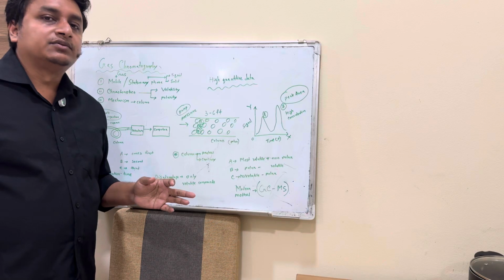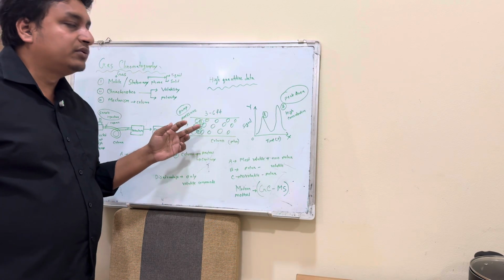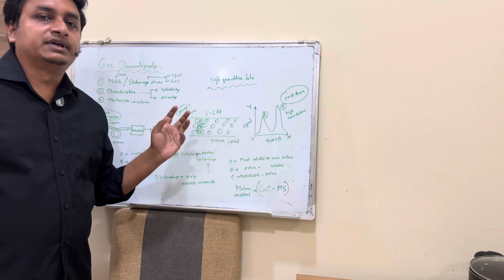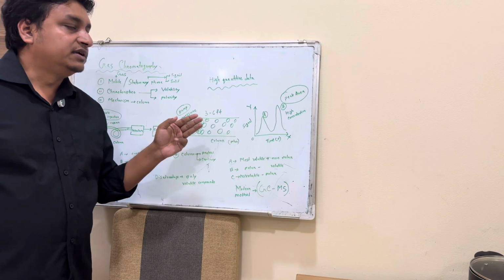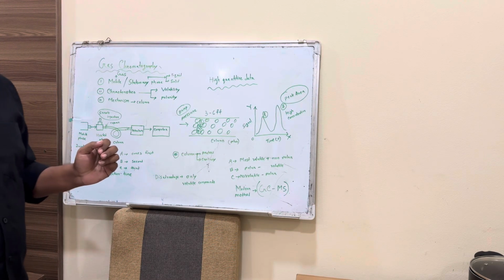One thing I also forgot: as these compounds go through the column, there needs to be a pressure, which is provided by the pump, so that the compounds go to the detector. Okay. Thank you.